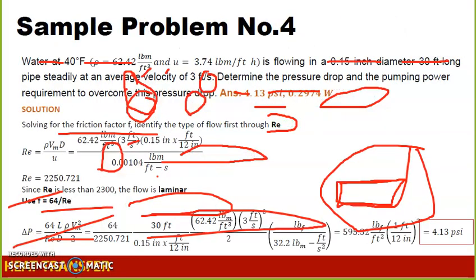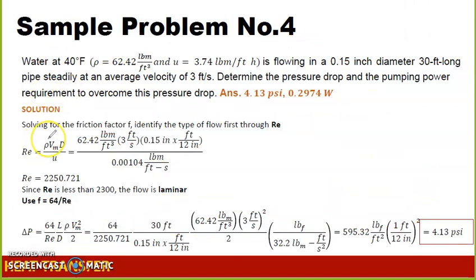So let's solve for the Reynolds number. Substituting the values for density, the average velocity, diameter, and then the kinematic viscosity. We need to convert diameter to feet. That's why we have this conversion here. So our Reynolds number is actually 2,250.721, and this is less than 2,300. So if it is less than 2,300, the flow is laminar.